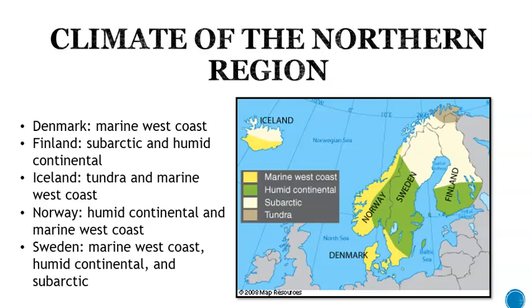The climate of the northern region, when you look at each country individually, you have Denmark being marine west coast, Finland being subarctic and humid continental, Iceland being tundra and marine west coast, Norway being humid continental as well as marine west coast, and then Sweden is a mixture of the marine west coast in the south. In the central part of Sweden, you've got the humid continental. And then up top you have the subarctic in the northern region.